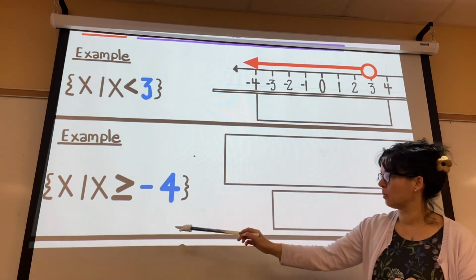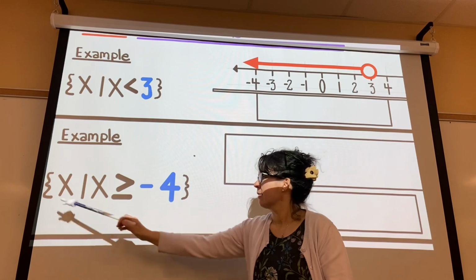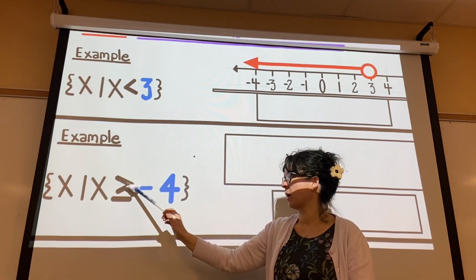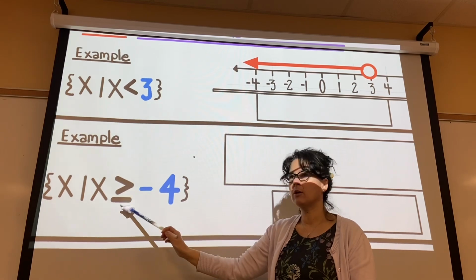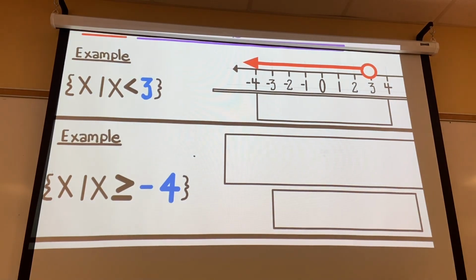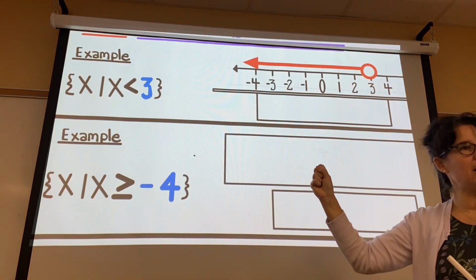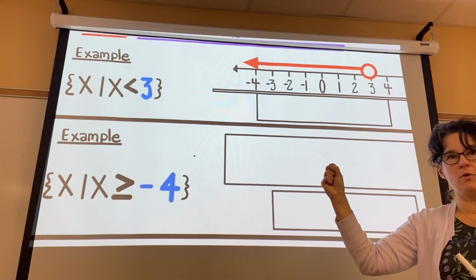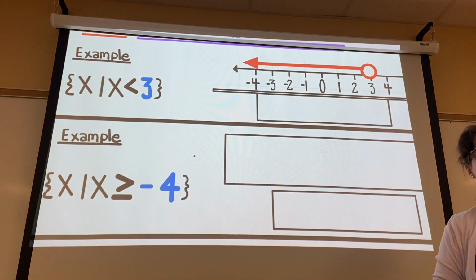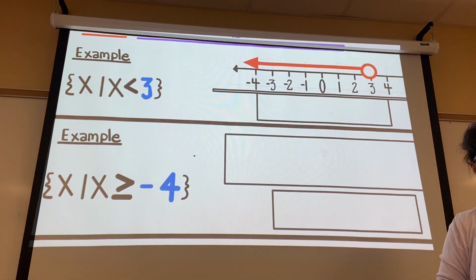Okay, so for this one, if I read it, the set of numbers x such that x is greater than or equal to -4. All right, so underline, we're going to go with a solid dot at -4. And then where are the numbers on the number line that are bigger and bigger and bigger, greater than? To the right. To the right.